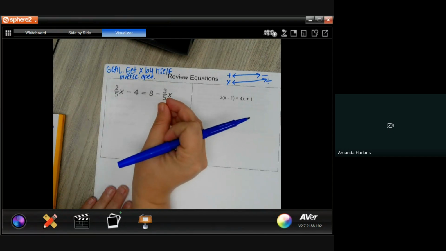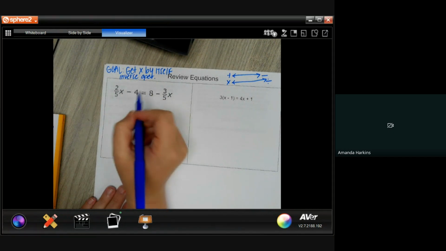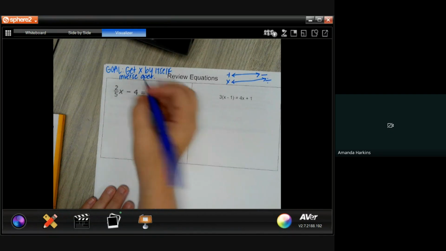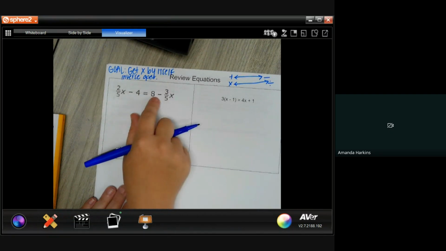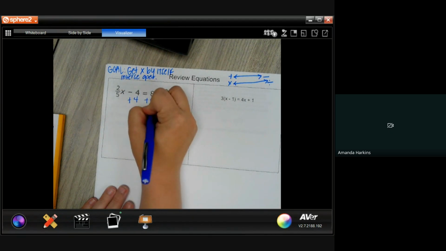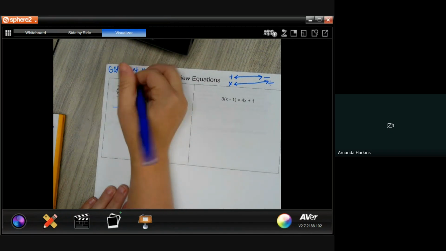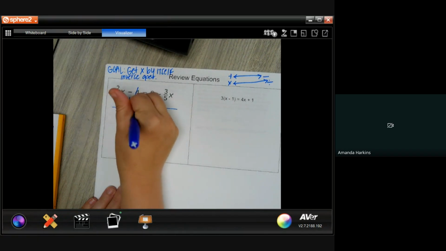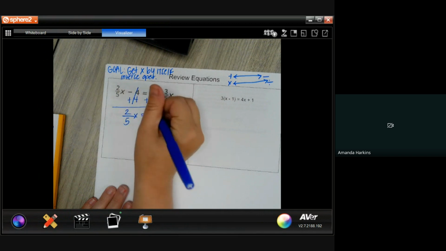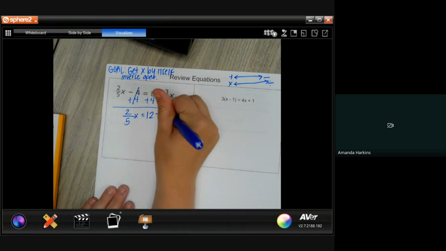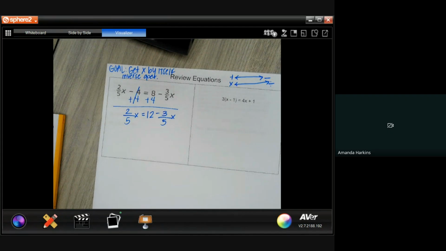I always like to move my smallest constant. So we have -4 and 8. So I'm going to add 4 here, add 4 here. My 4s, they zero out. So now I have 2/5 x equals 8 plus 4 is 12 minus 3/5 x. Okay, now I'm going to bring my x's together.